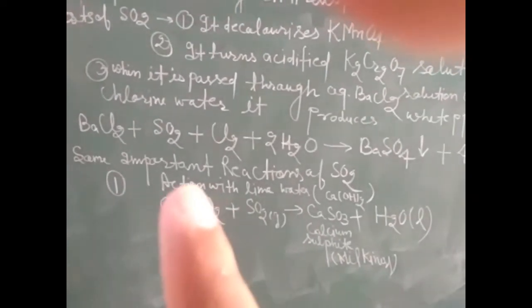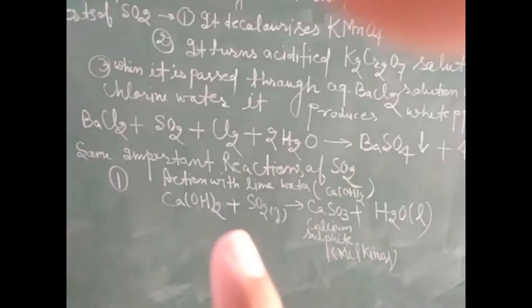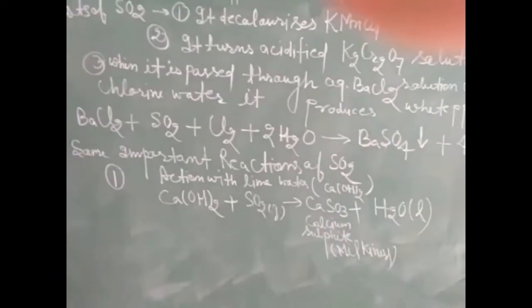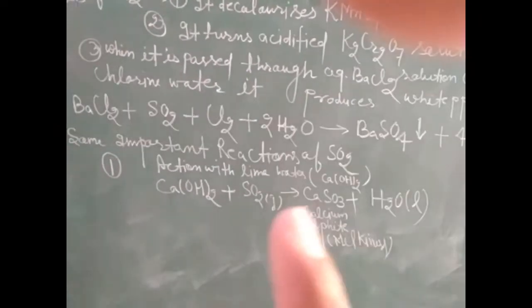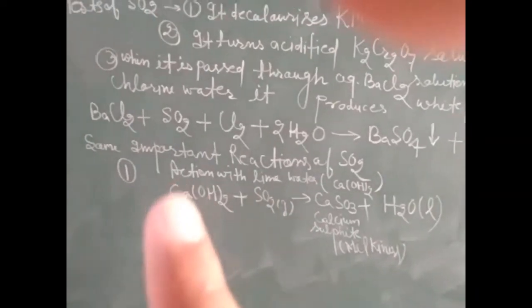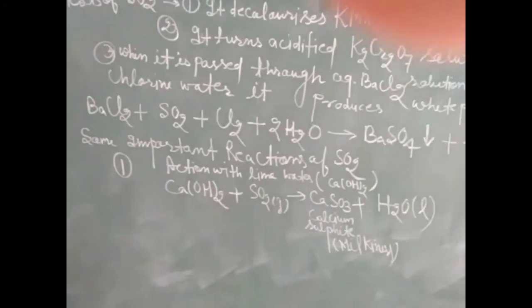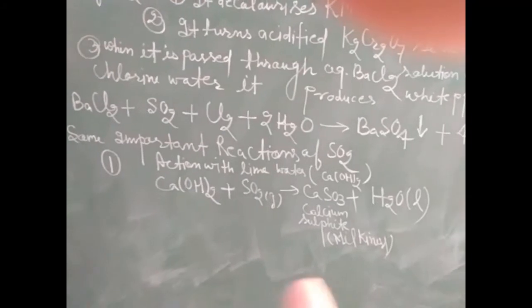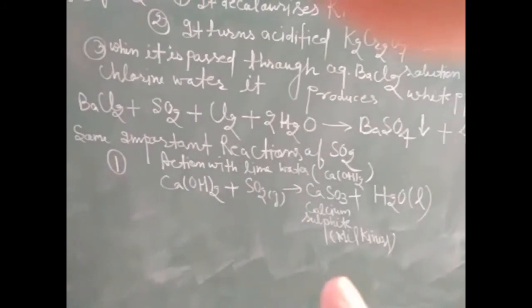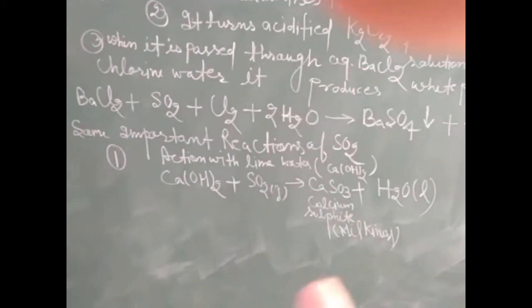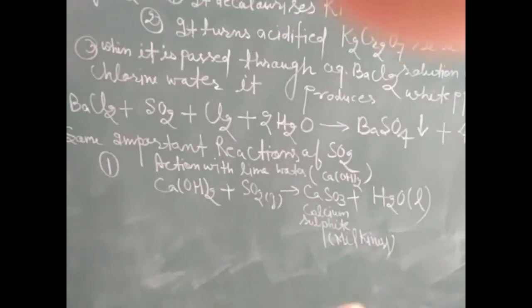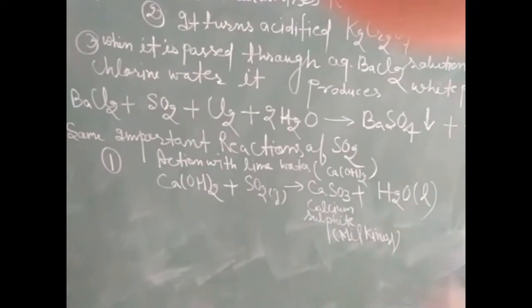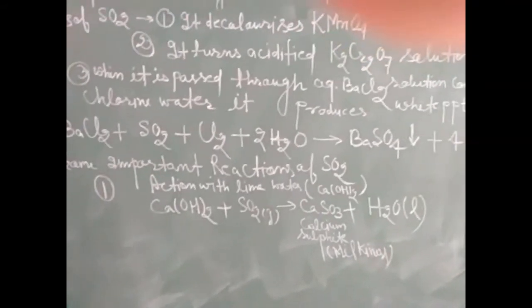We will discuss, students, some important reactions of sulfur dioxide. Action with lime water. Lime water is calcium hydroxide. When sulfur dioxide gas is passed in lime water, that is calcium hydroxide, its color changes. It turns milky. That is calcium sulfite, CaSO3, formed, that gives the milky color along with formation of water.